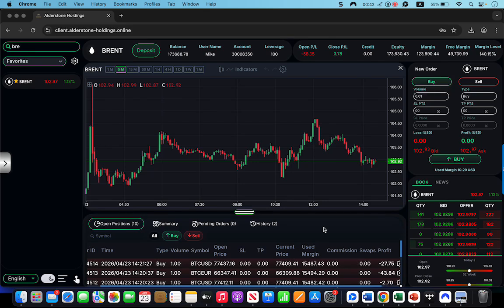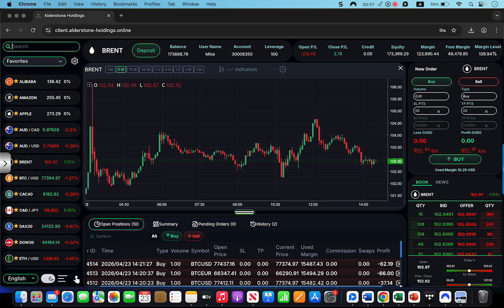So when you log into your platform, this is what you're going to see, right? You're going to see a chart. You're going to see on the right side the opportunity to buy or sell. On the left side, you're going to see the different assets that we have. In the bottom of the screen, the different trades that you have open.